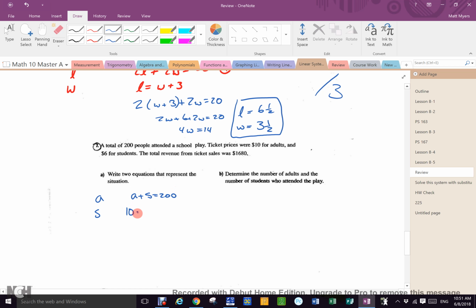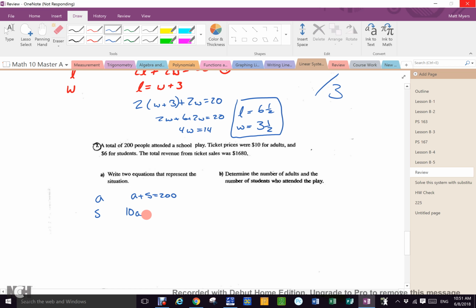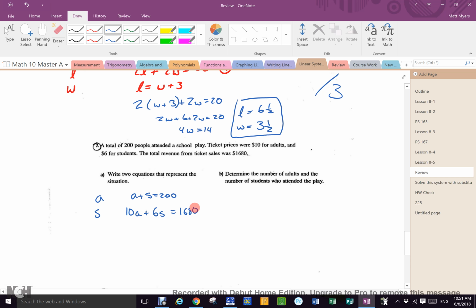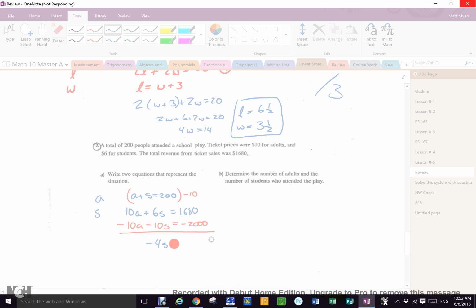And I know that $10 for adults plus $6 for students equals $1,680. There we go. And then substitution or elimination, whatever one you want. I'm going to do elimination this time, even though substitution might be better here, yes, because these are isolated. I'm still going to do elimination, minus 10. So that's minus 10A minus 10S equals negative 2,000. 6 minus 10, negative 4S equals negative 320.